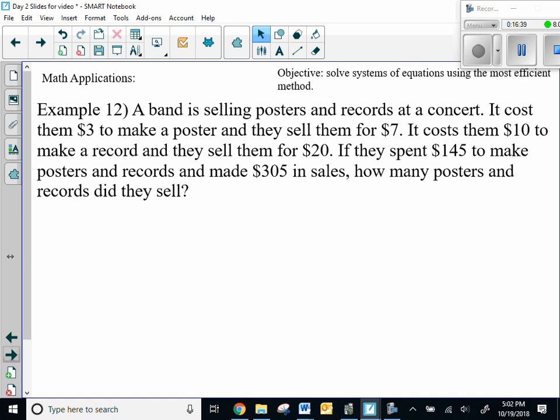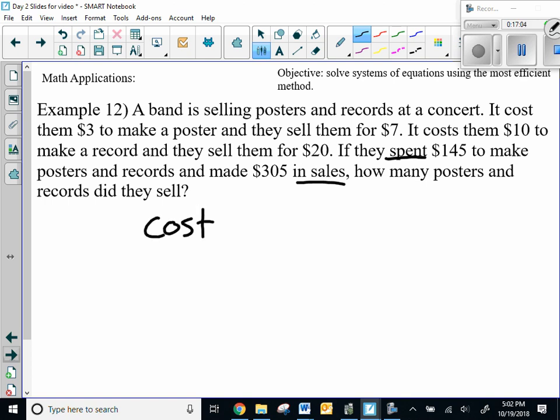So here the two situations aren't as obvious. It's not like week 1 and week 2, or what was that first problem we did again? It wasn't like year 1 or year 2. Here the two different situations are the amount they spent and the amount they sell. So our first equation is for the cost of making it, and the second equation is for the amount they sell, or a fancy word for that is the revenue, the amount of money they brought in.